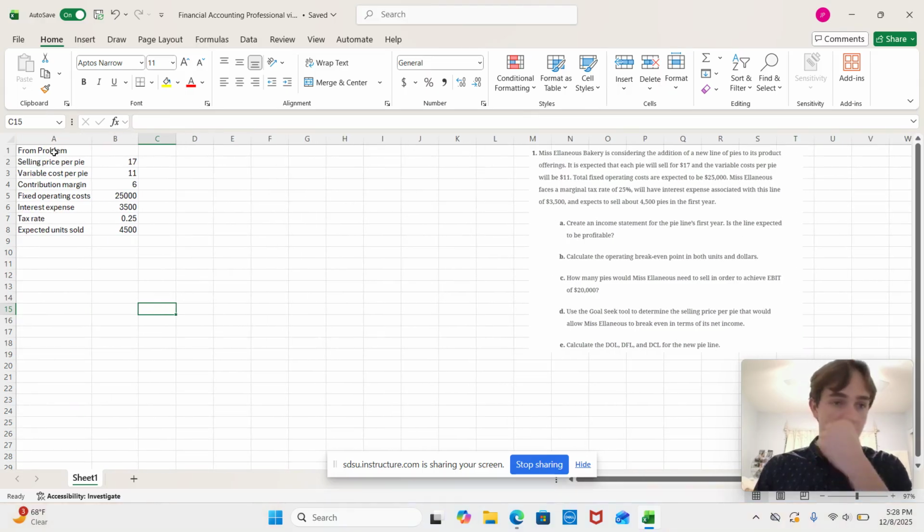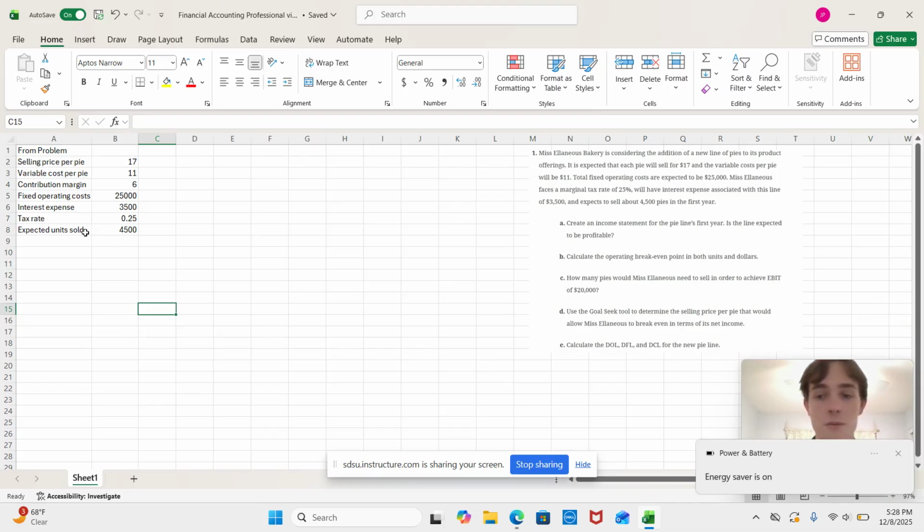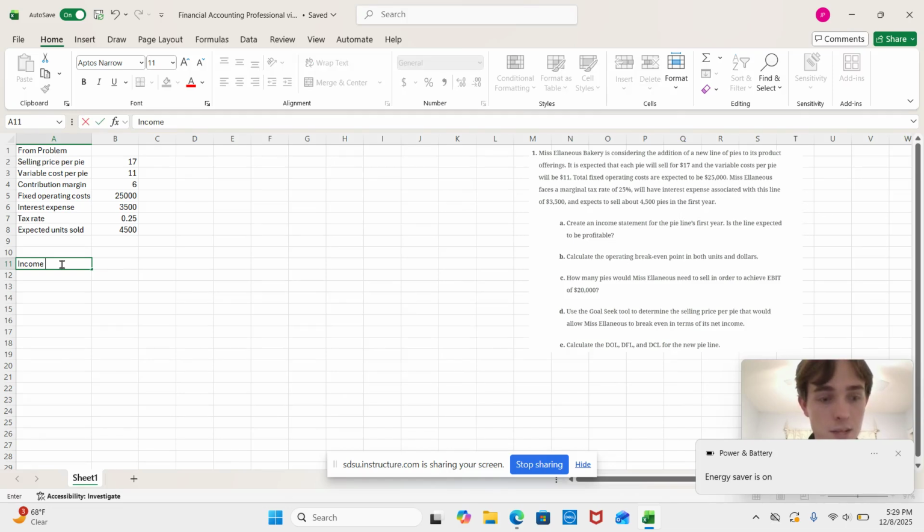So as you can see up here, I already have all this stuff set in from the problem itself. So we are going to come down and do income statement to start this problem off. Because that is what question A is asking for.